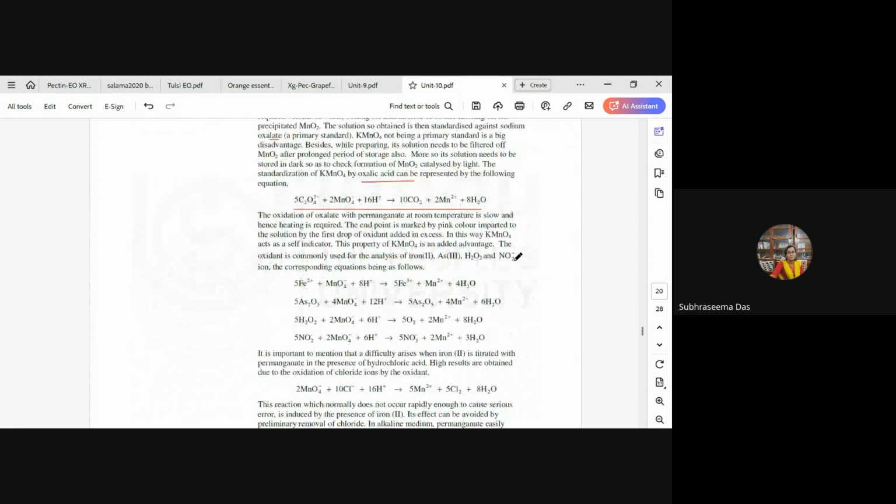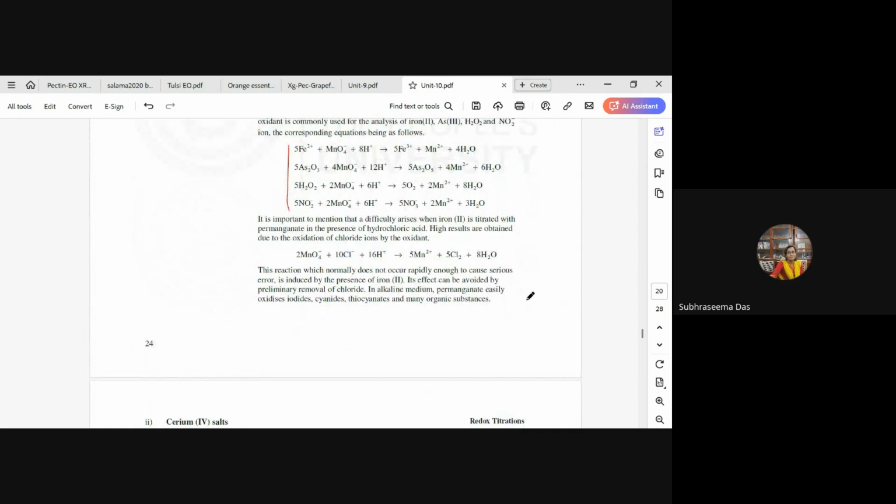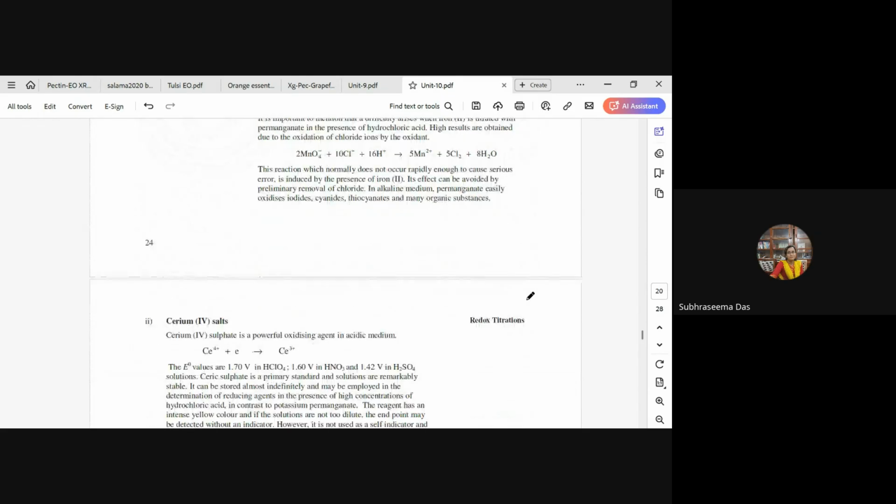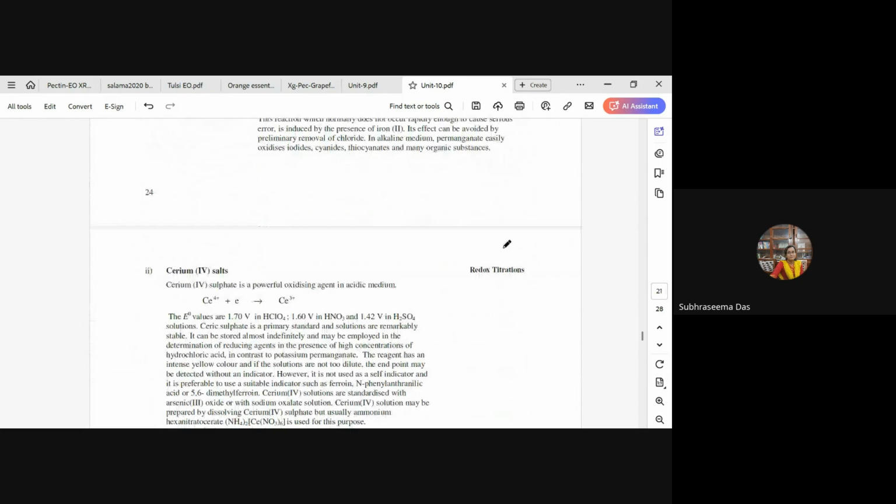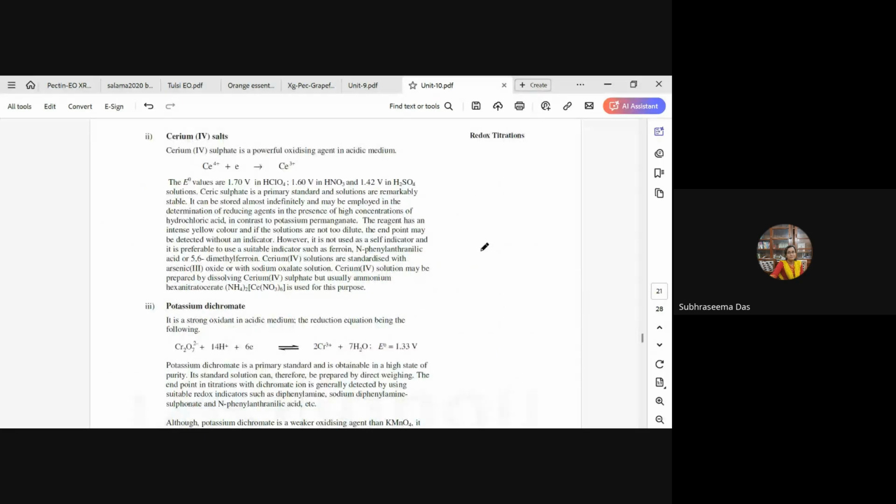So the oxidation of oxalate with permanganate ion at room temperature is slow, and it requires the following. Here the following equations have been shown for how oxidation is done, the oxidation property of KMnO4. Then coming to cerium 4 salts.